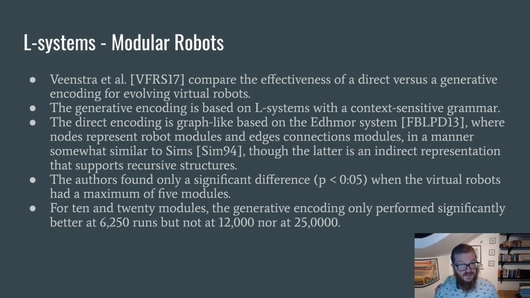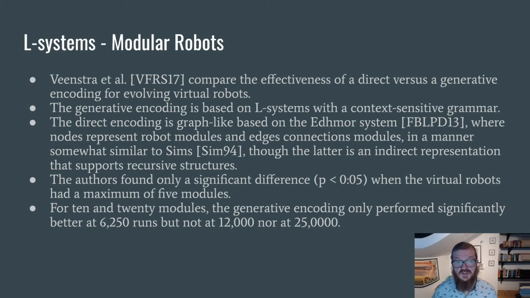The generative encoding uses an L system based on a context-sensitive grammar. When comparing the performance of the encodings, the authors found only a significant difference when the virtual robots had a maximum of 5 modules. For 10 or 20 modules, the generative encoding only performed significantly better at 6,250 runs, but not at 12,000 nor at 25,000.